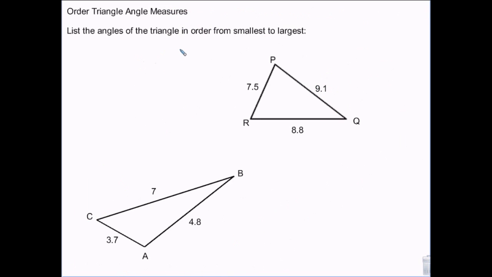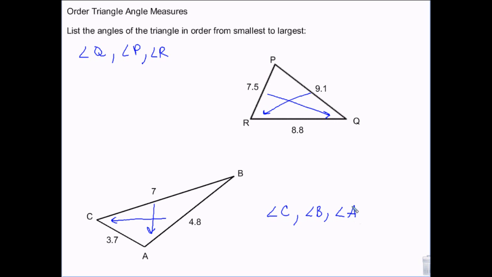List the angles from smallest to largest. Smallest side, smallest angle. Largest side, largest angle. So this makes the angle in the middle. Ta-da! Smallest side, smallest angle. Largest side, largest angle, so that makes this angle in the middle. That's not an angle. Ta-da!